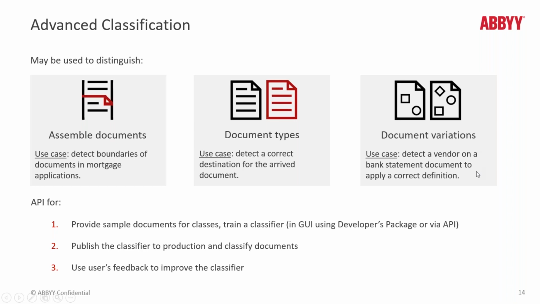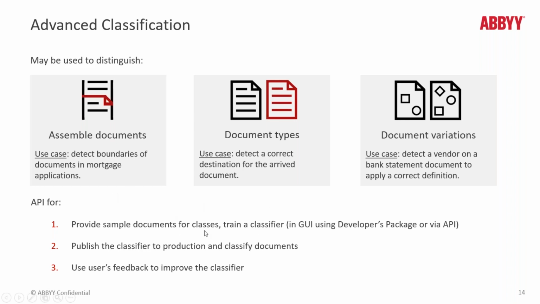Detect variations. Detect a vendor on a bank statement document to apply the correct definition. So you have variations of your layout doc def, and you may want to know which one to apply. Advanced classification is going to help with that. So what's the API? How does the API help?